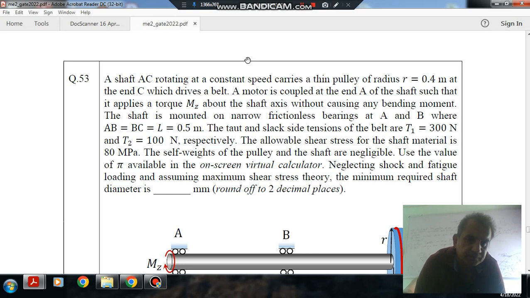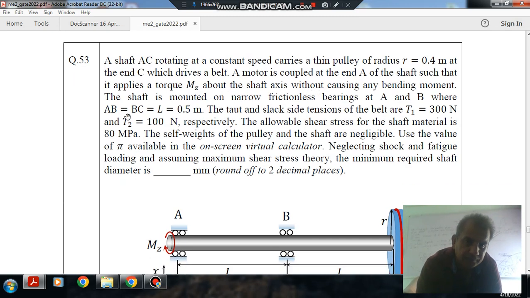Question number 53: a shaft AC rotating at constant speed carries a thin pulley of radius r equal to 0.4 meter at the end C, which drives a belt. A motor is coupled at the end A of the shaft such that it applies a torque Mz about the shaft axis without causing any bending moment. The shaft is mounted on narrow frictionless bearings at A and B, where AB equals BC equals L equals 0.5 meter.